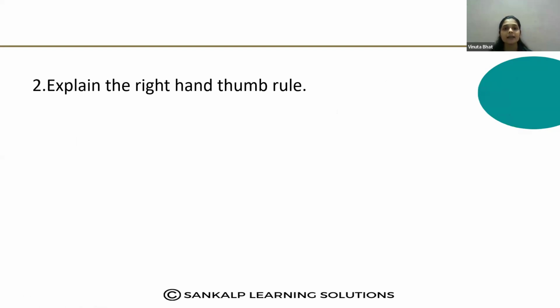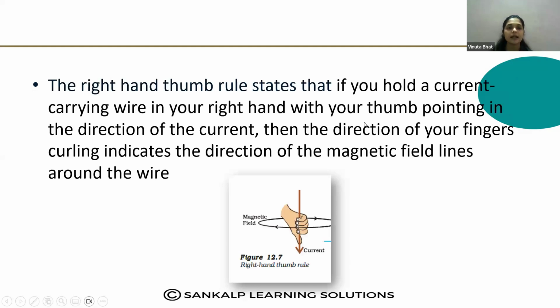Explain the right hand thumb rule. Here, the right hand thumb rule states that if you hold a current carrying wire in your right hand with your thumb pointing in the direction of current, then the direction of your fingers curling indicates the direction of magnetic field lines around the wire. Okay.